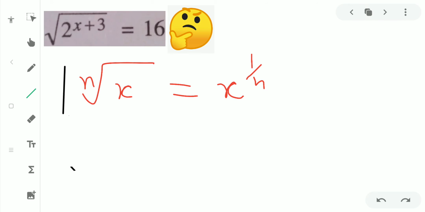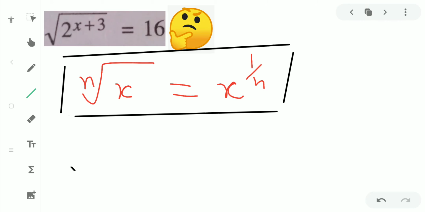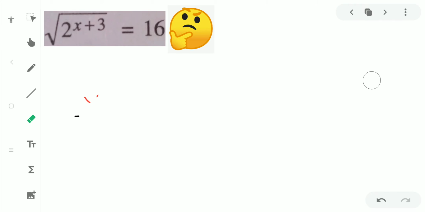This is a very important law. Now you can see here nth root, so I'll get square, so here I will write 2 in place of n in x power 1 by n. Here 2 power x plus 3, I should write 2 power x plus 3 in place of x, and here 1 as it is. So now let us solve the question by using this formula.